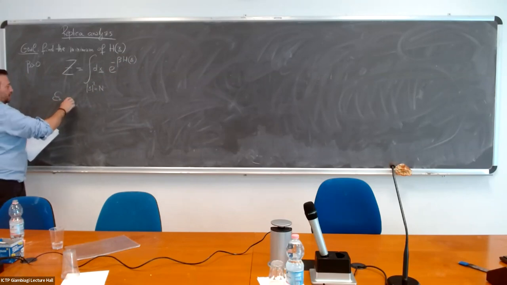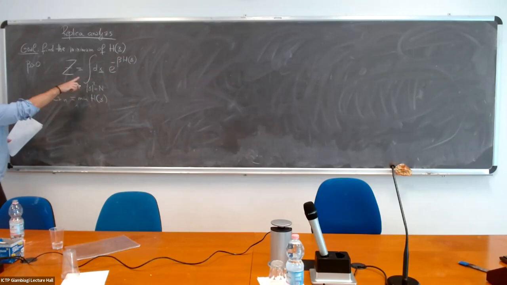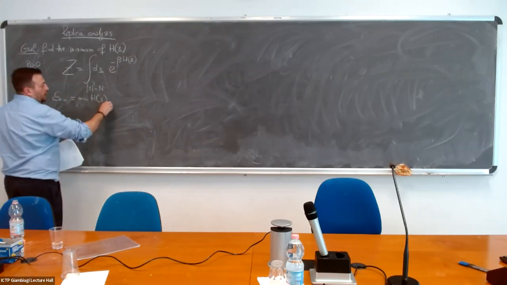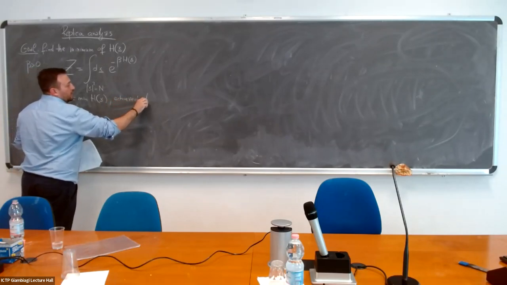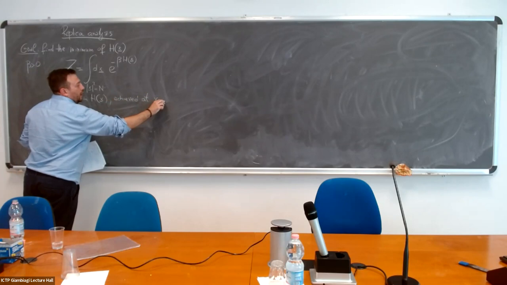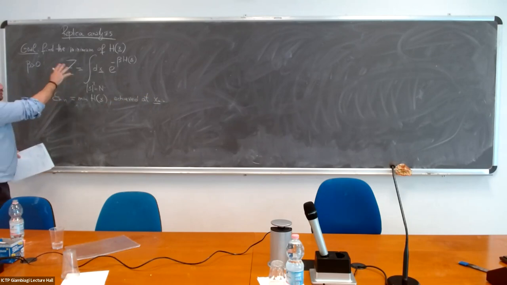So we are going to redefine E_min as the minimal value of H of x subject to the constraint that x lives on the sphere. And this minimum, we assume, is achieved at some value x_min of the vector of solution. Now, what is the reason why we introduce this object?